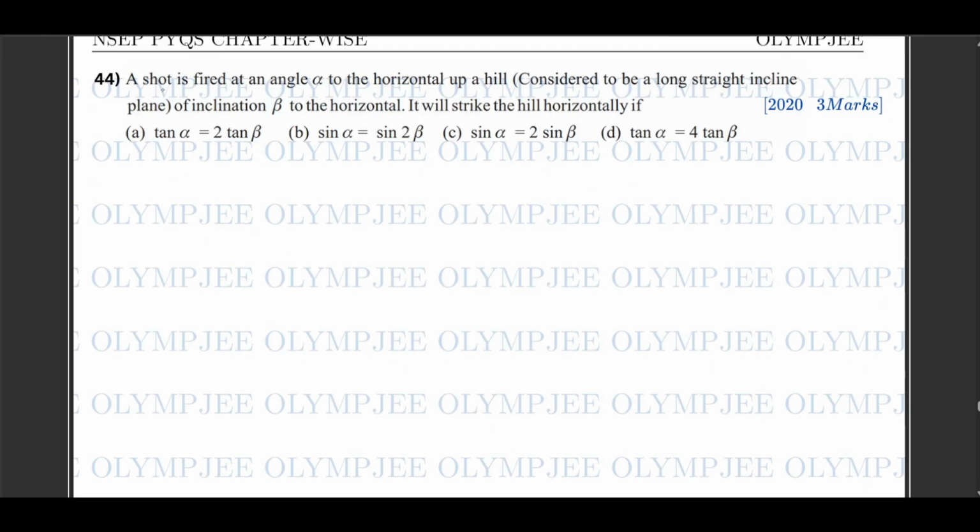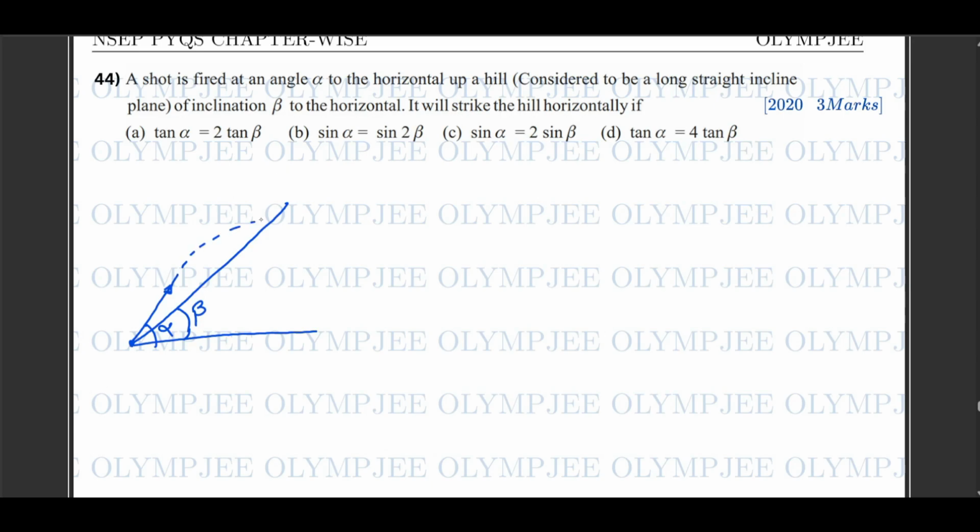Question 44 says a shot is fired at an angle alpha to the horizontal up a hill, which is considered to be along a straight inclined plane of inclination beta to the horizontal. It will strike the hill horizontally if. So a shot is fired with inclination alpha to the horizontal up a hill which is at an inclination beta. It will strike the hill horizontally.